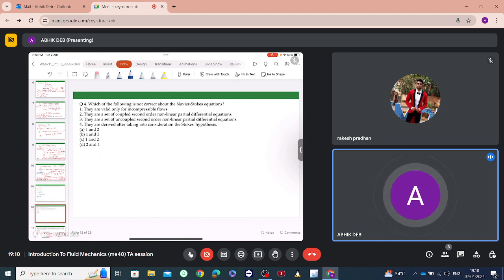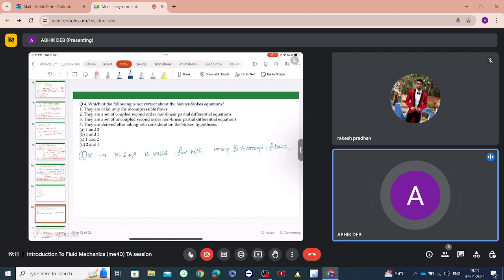They are valid only for incompressible flows. So nothing as such. They are valid for both compressible and incompressible flows because when we apply the Stokes hypothesis, the number of variables in the equation can be reduced to reach the Navier-Stokes equation, which is valid for both compressible and incompressible flows. One number is wrong, as Navier-Stokes equation is valid for both compressible and incompressible flows.